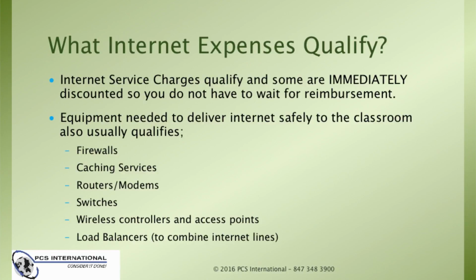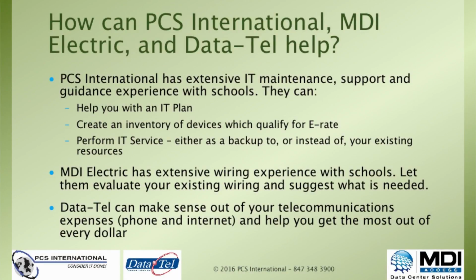What internet expenses will qualify? Well, the internet service monthly charges are often immediately discounted, so you don't even have to wait for reimbursement. They are covered. Secondly, the equipment that is needed to deliver internet safely to the classroom will also qualify. Things like your firewalls, caching servers, routers, modems, switches, the wireless access points themselves, and load balancers if you're combining your internet.